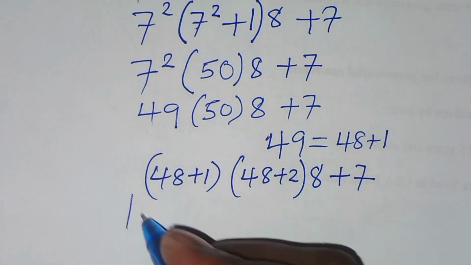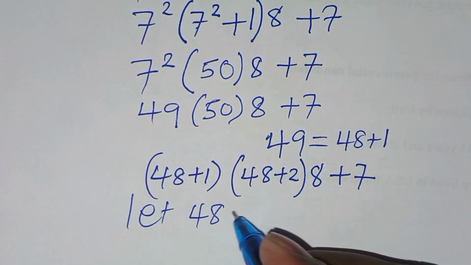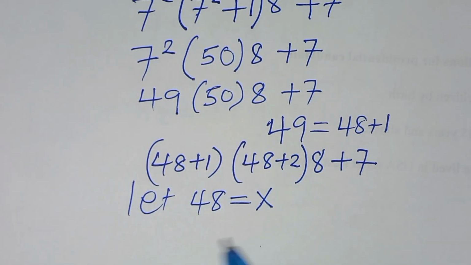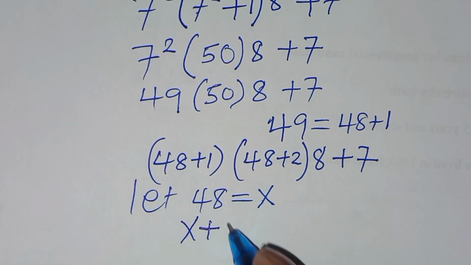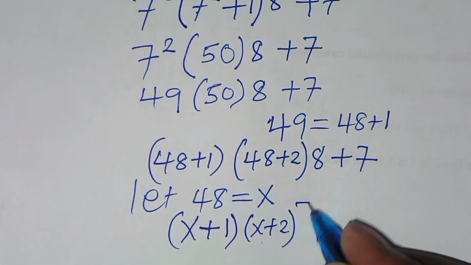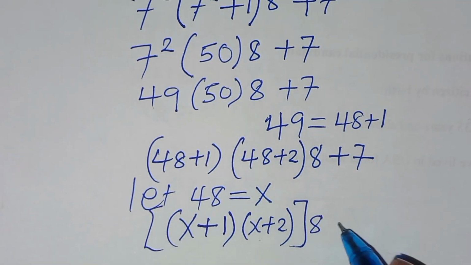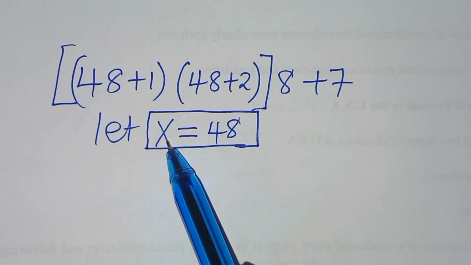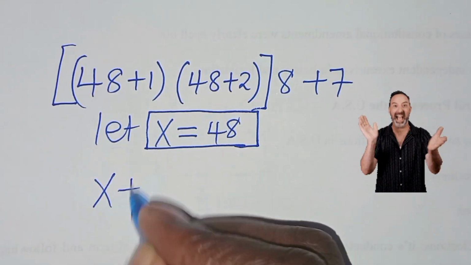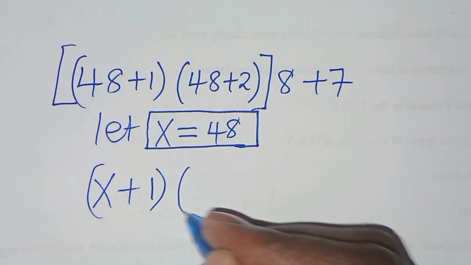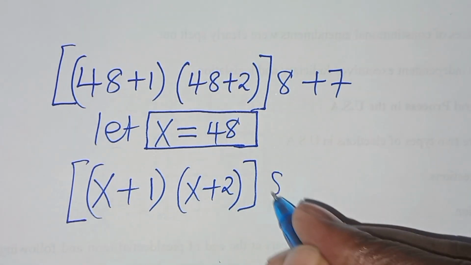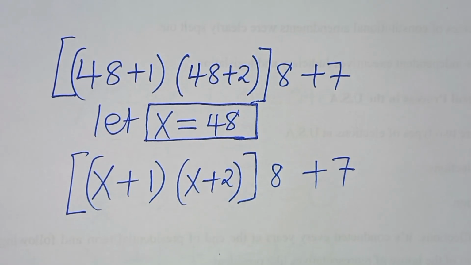The next step here, we say let 48 be given as x. Let's substitute x here. So we have x plus 1 multiplied by x plus 2. Everything here multiplied by 8, then plus 7. Now here, we let x be equal to 48. So that now, here we'll have x plus 1. And here we have x plus 2. We close the bracket here. Then multiplied by 8, then plus 7.